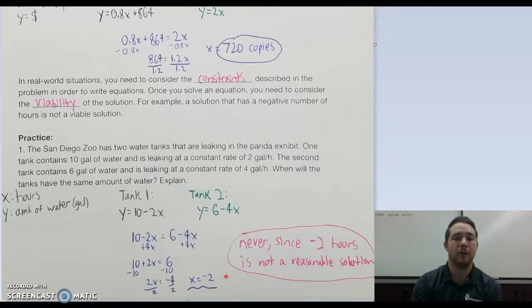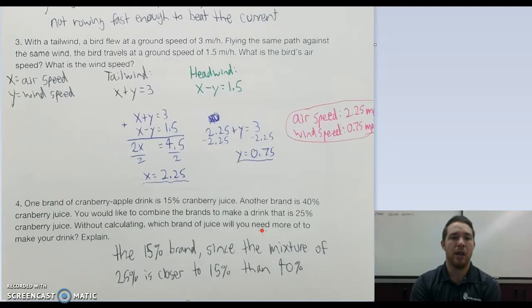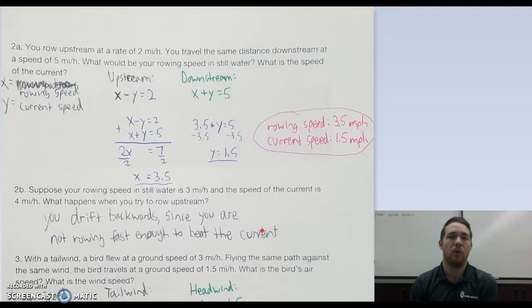But when we see that answer, remember we chose x to represent the number of hours it's going to take. If I say that in -2 hours they'll both have the same amount of water, that wouldn't really make sense. So we can say they will never have the same amount of water, since -2 hours doesn't really work for our example. And on our last page, we have a few more practice problems.